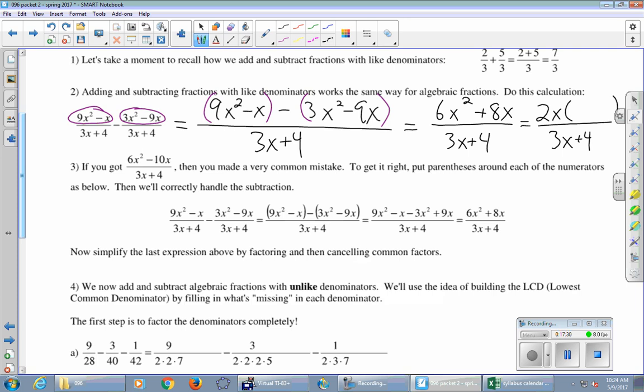What's left from that 6x squared? 3x. 2x coming out of the other guy? Plus 4. Hey, look at that. Can I cancel? Yes, I can. That 3x plus 4 and that 3x plus 4. Our final answer is 2x on top of what?